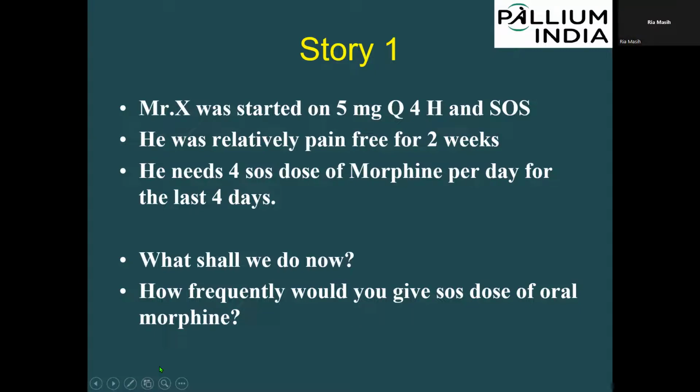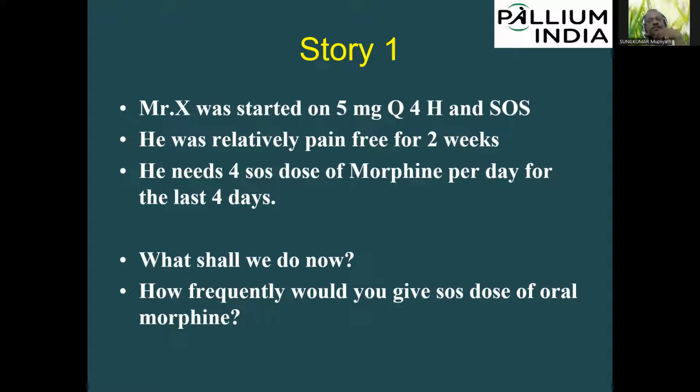Somebody said to increase the dose. So how much would you increase? 30 to 50% of the total dose we can increase, and we have to keep the SOS maximum 2 to 3 times. So we need to calculate how much he is needing in one day, divide the same into 4 doses, double the dose during sleep, and the SOS also at the same dose.